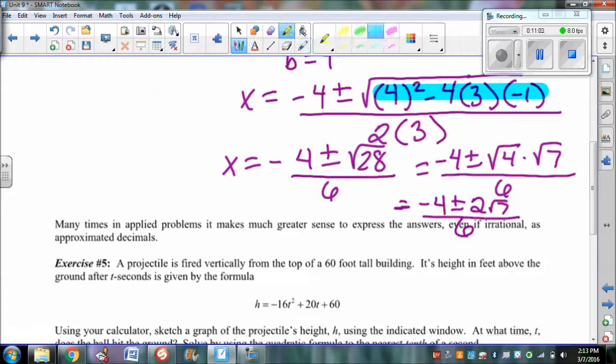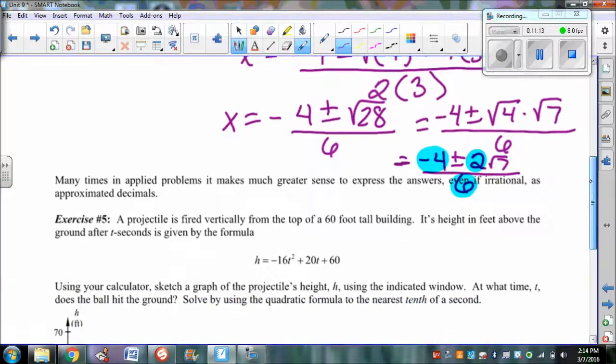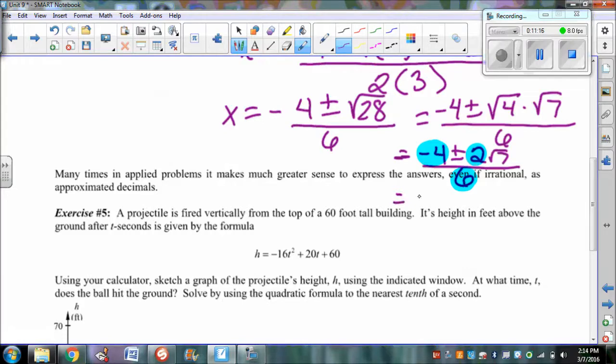Now I examine my answer and I look at the numbers that are outside the radicals, meaning all the rational numbers. Do they share something in common? Can I simplify it? And hopefully you're saying yes. The GCF is 2, so it becomes -2 plus or minus a 1 square root of 7, but I'm just going to put square root of 7, all divided by, when I divide 6 by that GCF, I'm left with 3. So that, my friend, looks kind of crazy, but that's definitely an irrational answer in simplest radical form.